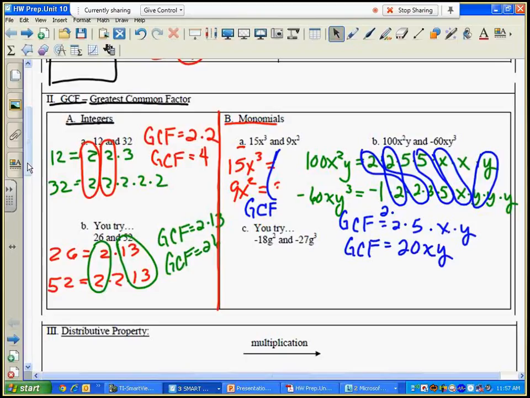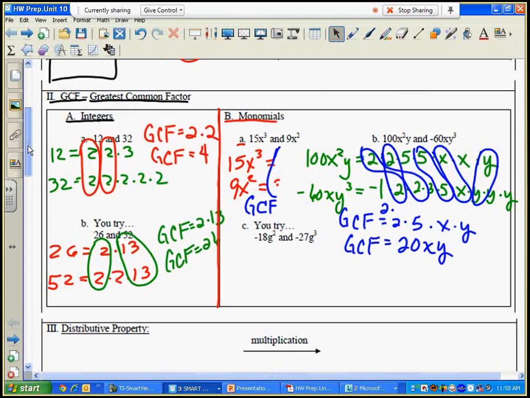Okay. On the last example on C, you have negative 18g squared and negative 27g to the third. On the bottom there, you get a little bit of extra room, hopefully. Do their prime factorizations. Use the 2 above this as a guide. And see what you can come up with on your own. I'll check this when you guys get into class the next time I see you. Okay? When you get done with that, go ahead and go down to the bottom.